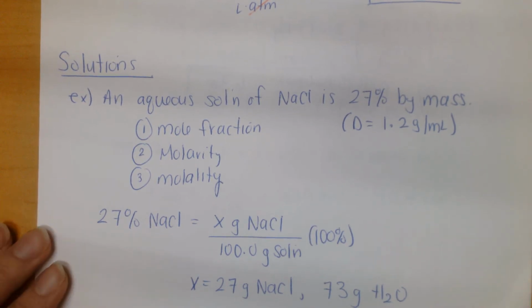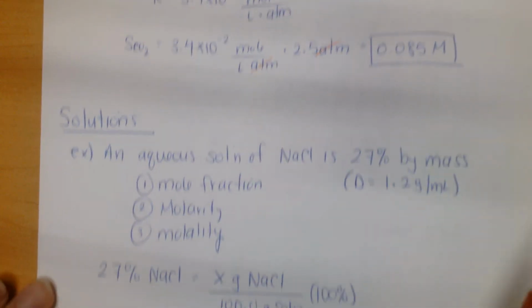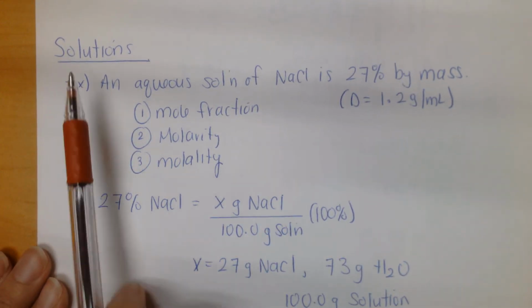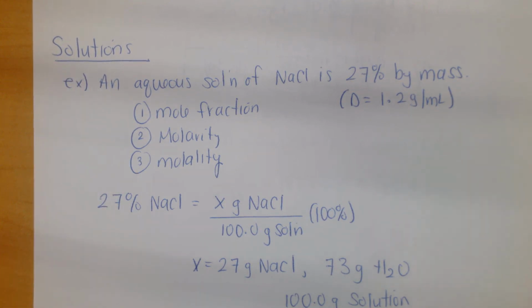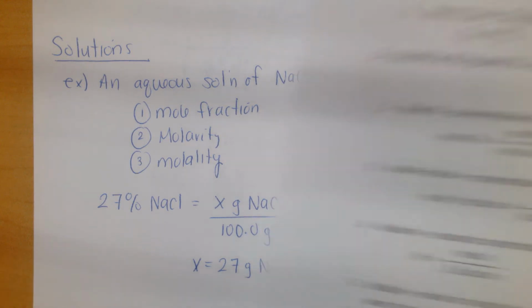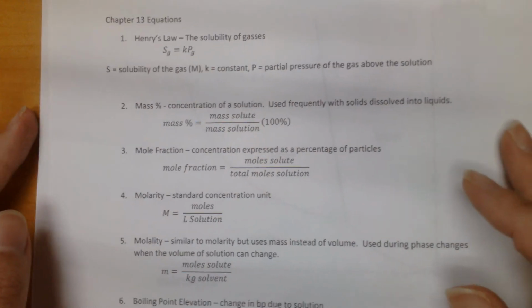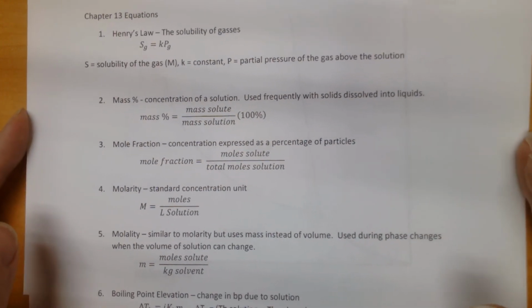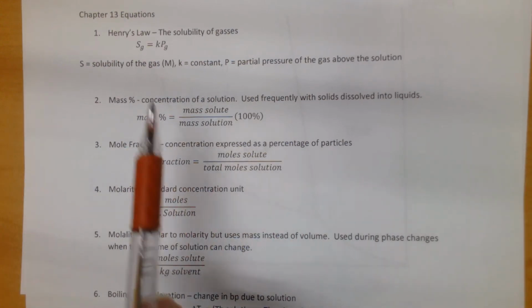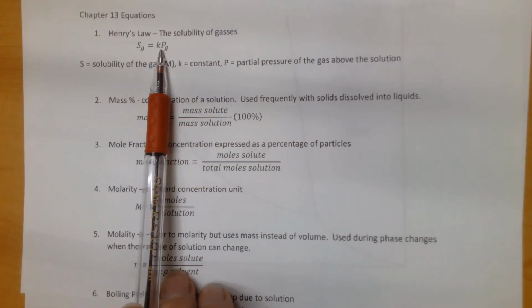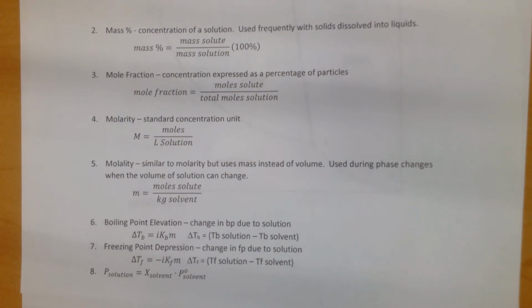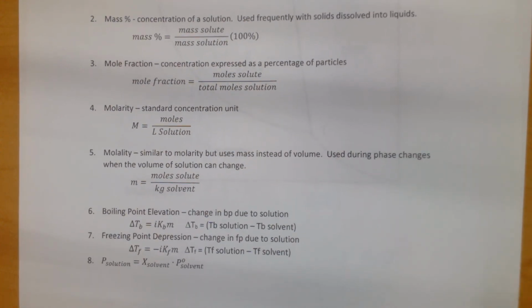All right, so next we're going to look at some different formulas for looking at a solution. We are going to look at the chapter 13 equations. This is in the module. The first one we have is Henry's law, which we just looked at. So we're going to skip to this section here.